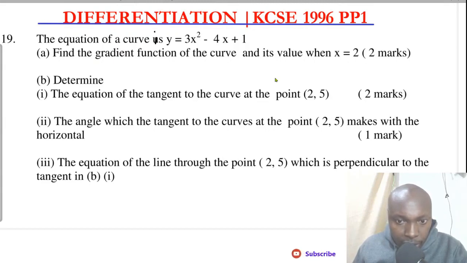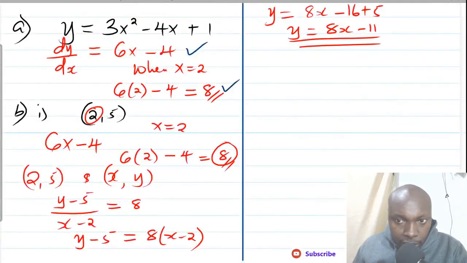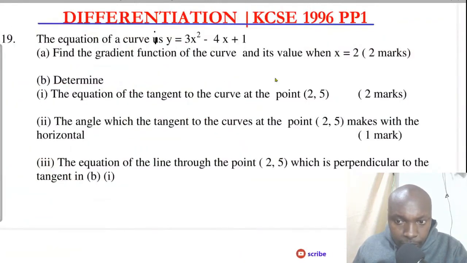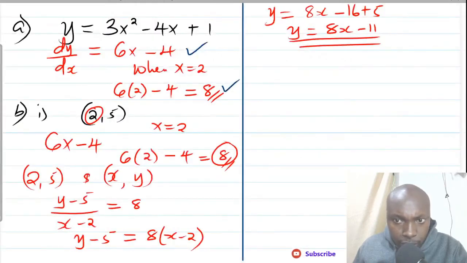The angle which the tangent to the curve makes with the curve at the point (2, 5), that is, with the horizontal. So how do we get this angle that the tangent to the curve at the point (2, 5) makes with the horizontal? Now, this is just one thing that you need to know here: the tangent is the gradient.